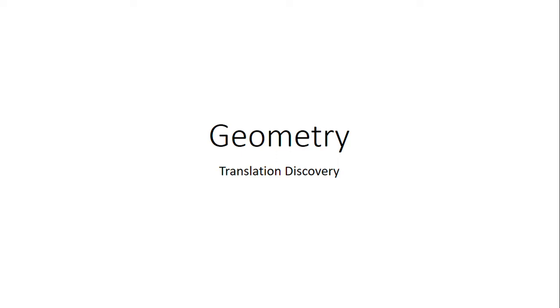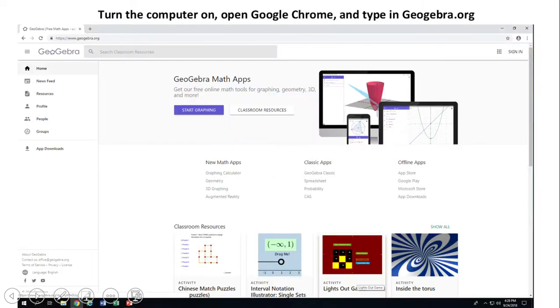In this video clip, we're going to talk about translation in geometry. Translation can be a topic in some other classes. Here we're going to talk about how we do translation using some concept of geometry. For this reason, I'm going to need you to turn on the computer and open Google Chrome or any other browser and type in geogebra.org.